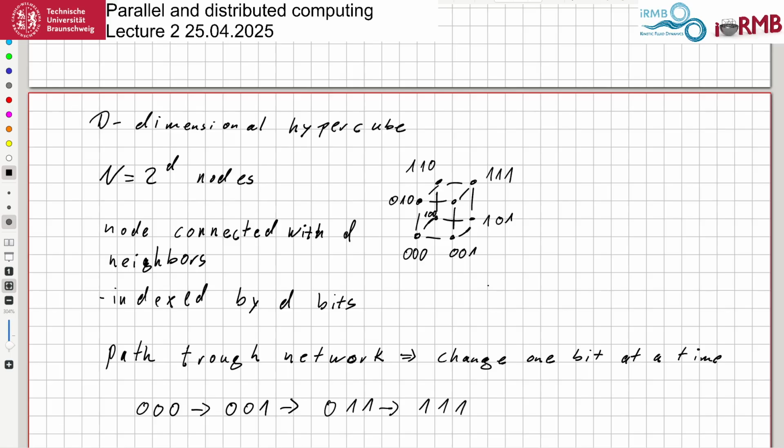So this means that the distance between the node where you start with and the node where you want to go to is always equal to the number of bits that are different in the index. Yeah? So number of bits different in the data.